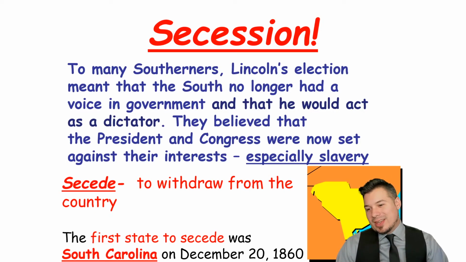Lincoln had been elected and was the president-elect.